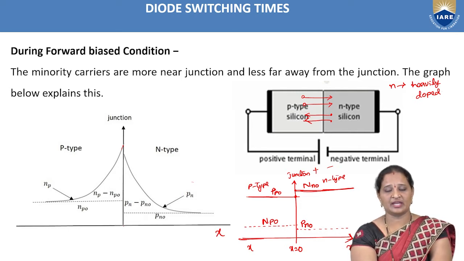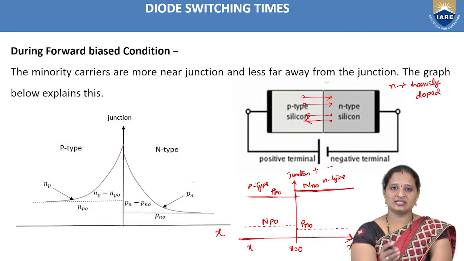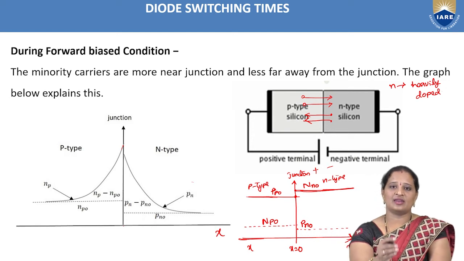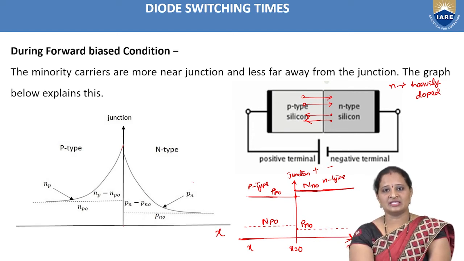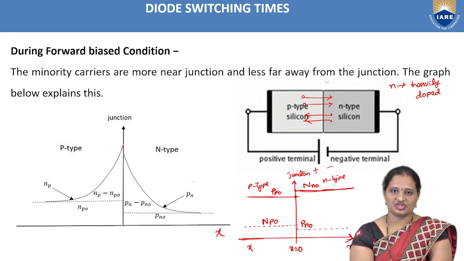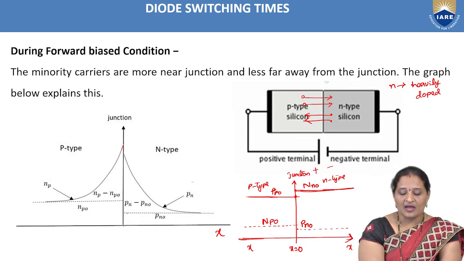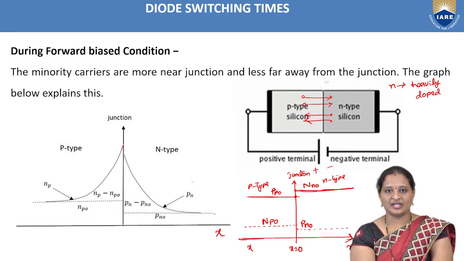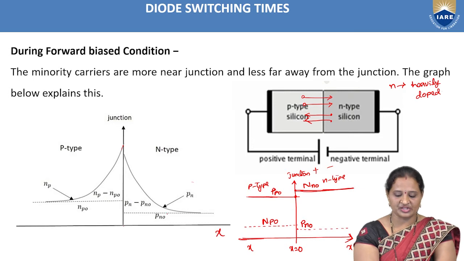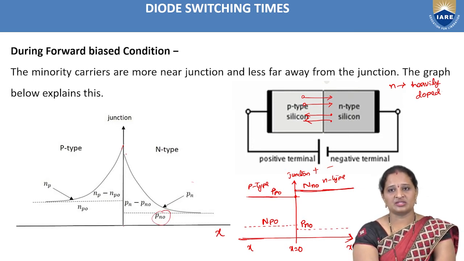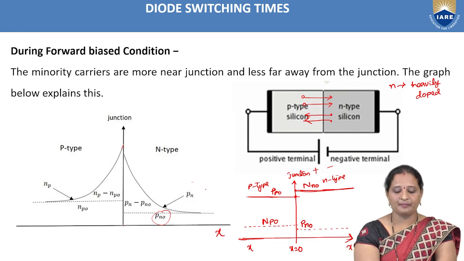Once the holes from p-type material enter the n-type semiconducting material, they will recombine with the electrons, and the carrier concentration will be decreasing exponentially as they are moving away from the junction. So here the minority charge carrier concentration in n-type material under equilibrium condition is Pn0, and now the injected carrier concentration has become Pn.